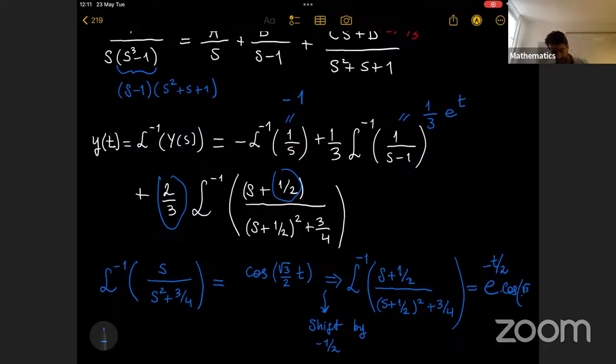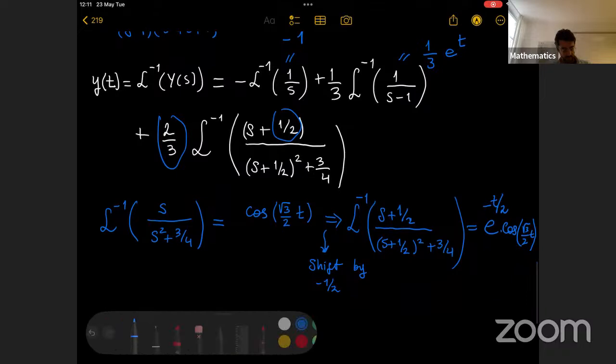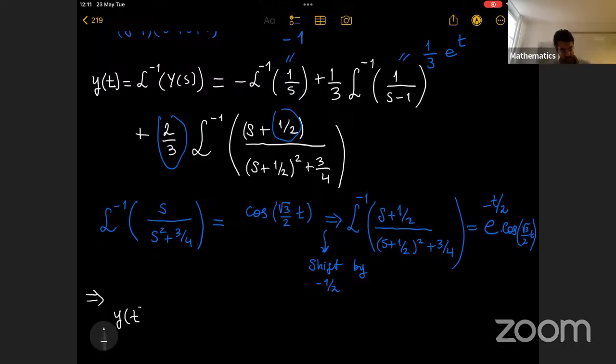Remember this shifting rule, right? When you multiply with e to the at, you shift by a, and here a is minus 1 over 2. So basically, when you combine all this, we get y of t is equal to minus 1 plus 1 over 3 e to the t, okay, plus 2 over 3 e to the minus t over 2 cosine this, okay?